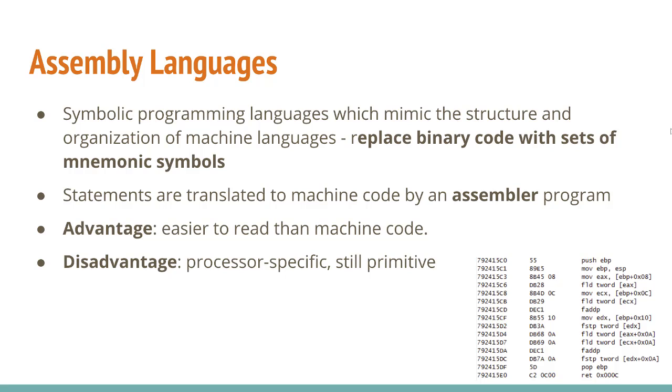Machine languages are very difficult to use, so over time it was decided that something else should be tried. The next level was assembly language. These are symbolic programming languages which mimic the structure and organization of machine languages but replace binary code with sets of mnemonic symbols. It's still difficult to learn, but it is a bit easier to read than machine code, and it's still used today. We use a special software program called an assembler to translate our assembly language into machine code. The unfortunate part of assembly languages is that they are processor specific and they're still very primitive. There's an example of assembly language here in the lower right.